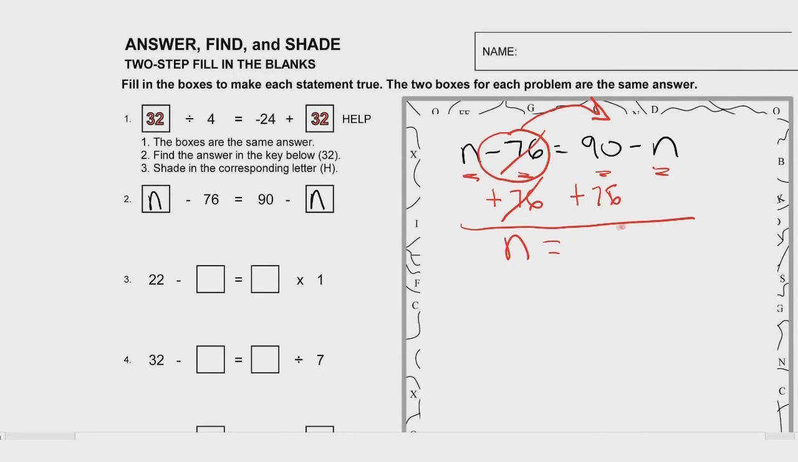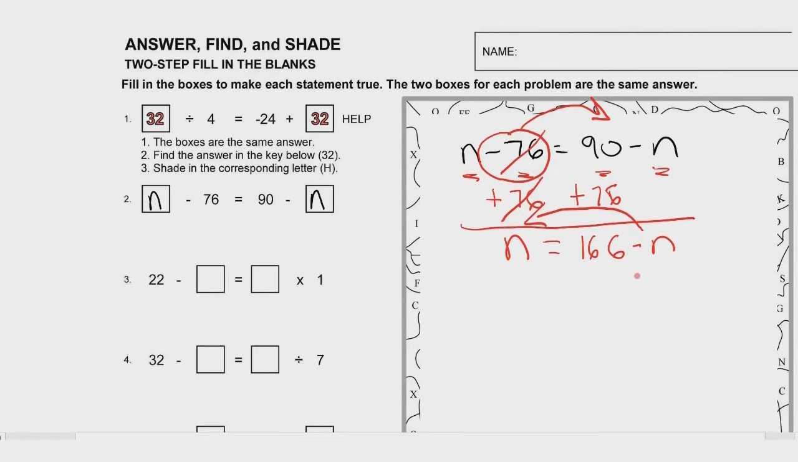And 90 plus 76 gives us 166. But we still have the minus n. And the 166 is saying, get out of here! I don't want you on my side! So the minus n says, I'm going to go join my friend over here. And again, you have to do the opposite to get rid of it because it's going to the opposite side.